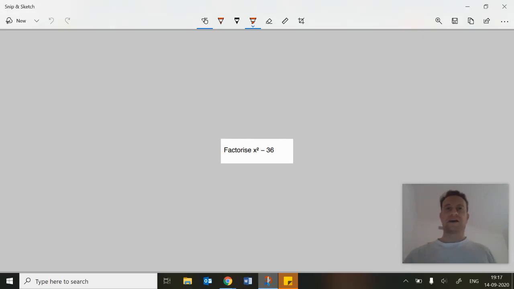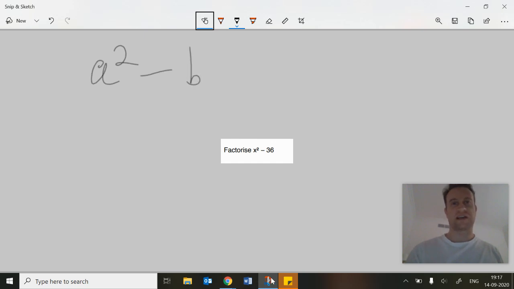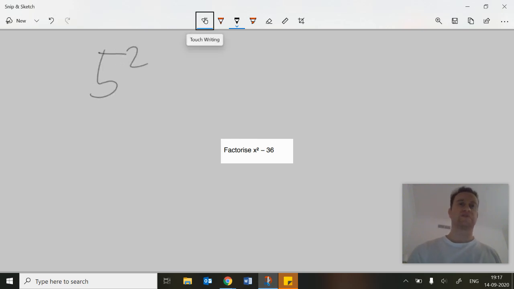Hi there, guys. There's a special format in mathematics called the difference of two squares format, and it leads to the same factorization each time. What we're talking about is something like a squared take away b squared if we write it in algebra, but likewise you could write it with numbers. You could say 5 squared take away 3 squared. Those are two squares.